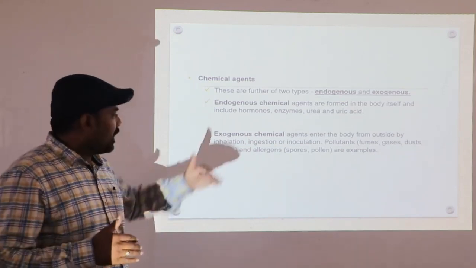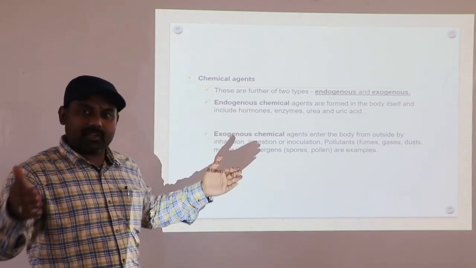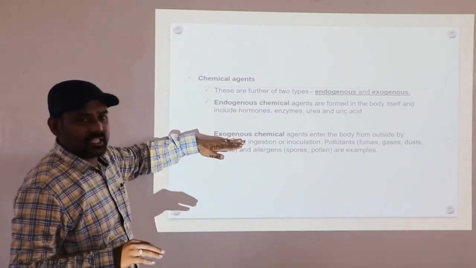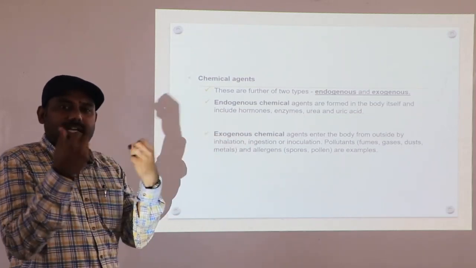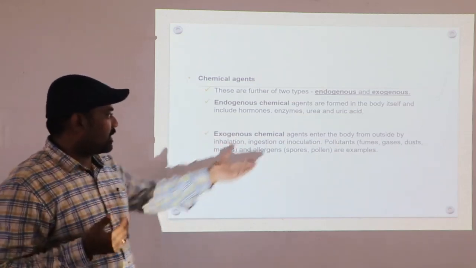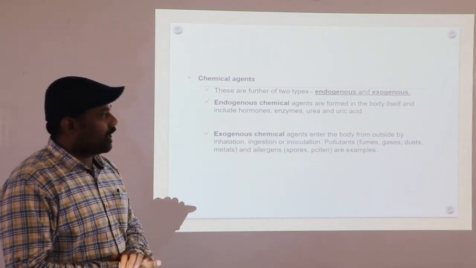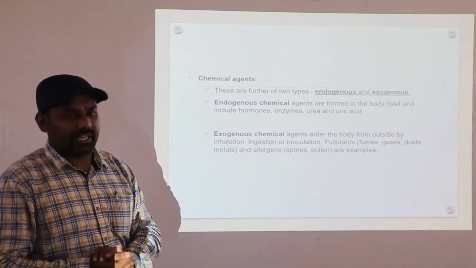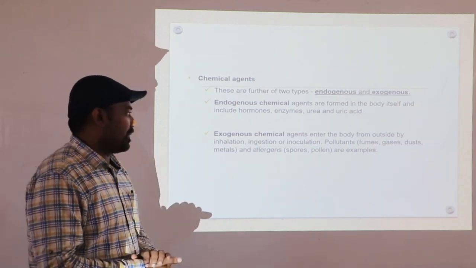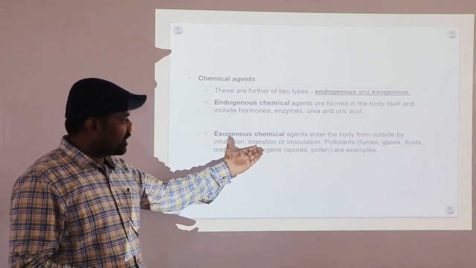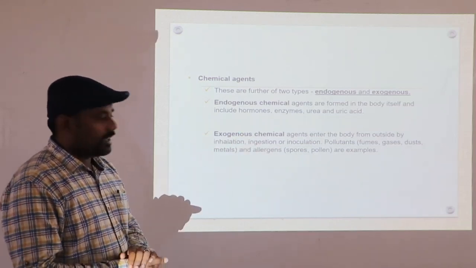Next, exogenous chemicals. Endogenous means those chemicals which are produced within the body. Meanwhile, exogenous means those chemicals which are taken in from outside, simply called exogenous chemicals. See, agents that enter the body from outside, or the chemical which we take in from outside, is called exogenous chemicals. So it may be by inhalation, ingestion or inoculation, etc.